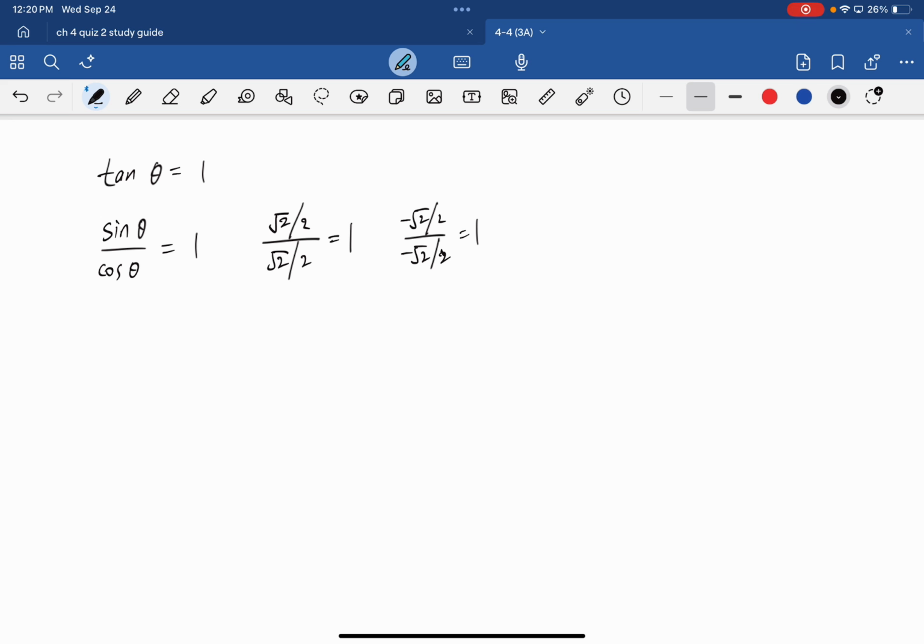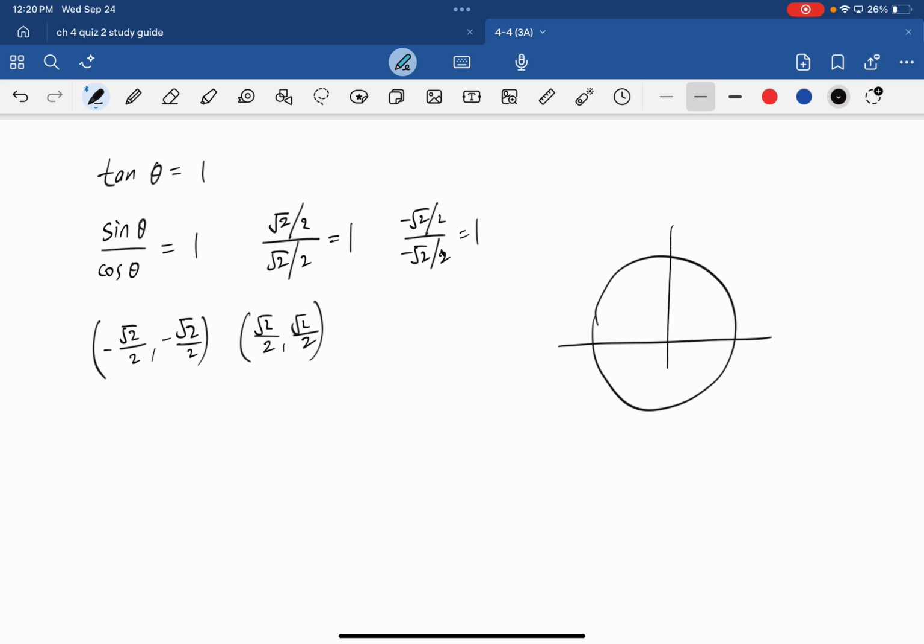Okay? So we're looking for these 2 points where sine and cosine are the same. And that can only happen if they're both equal to plus or minus root 2 over 2. So we're basically just looking for these 2 points on the unit circle. And that'll give us our answer. So that's either here or here. Pi over 4 and 5 pi over 4. Questions? I'm so good.